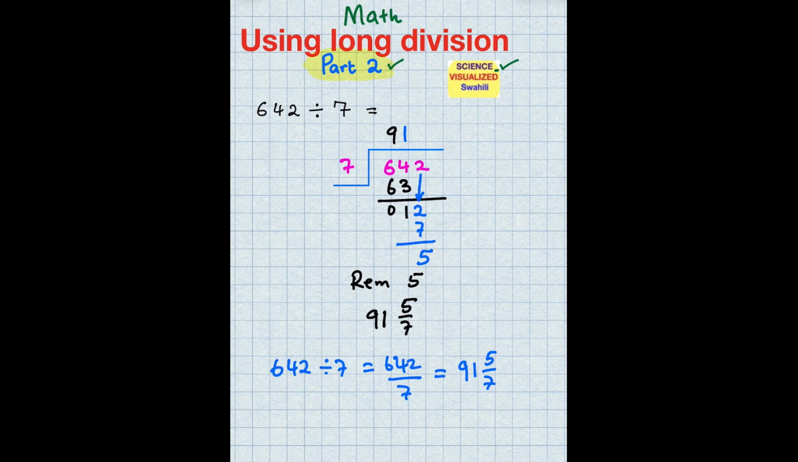Previously, we looked at this problem, 642 divided by 7, so that's 642 over 7, and we found that the answer using the long division method is 91 and 5 over 7. Now today we're going to look at method 2, where we present this in decimal format instead of fractions, so the 5 over 7. And how do we do that?